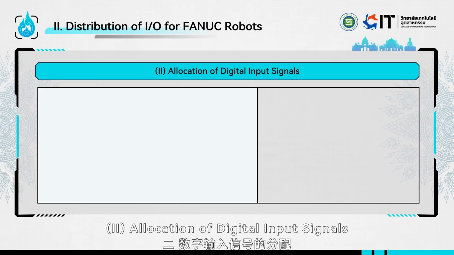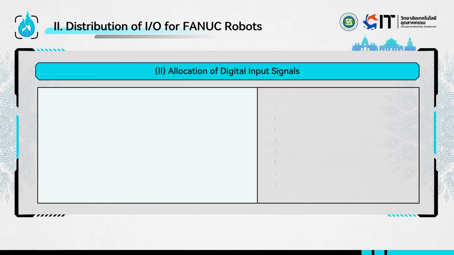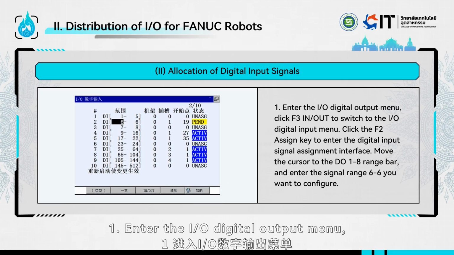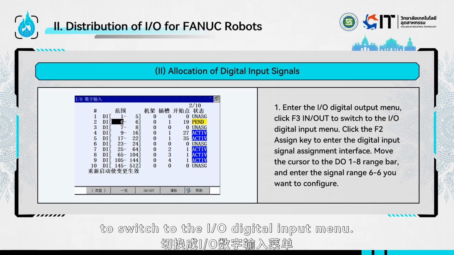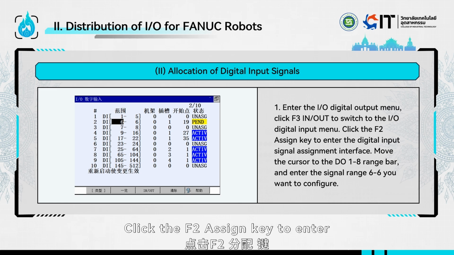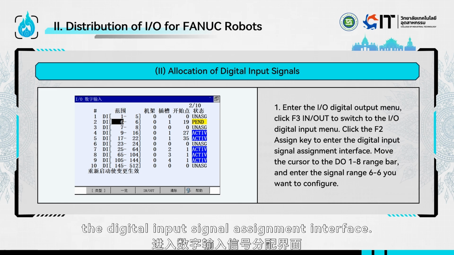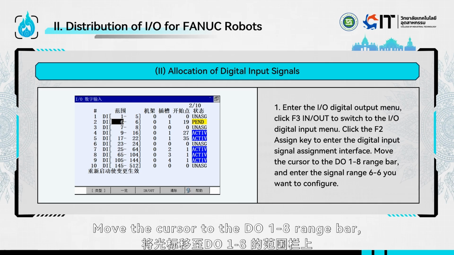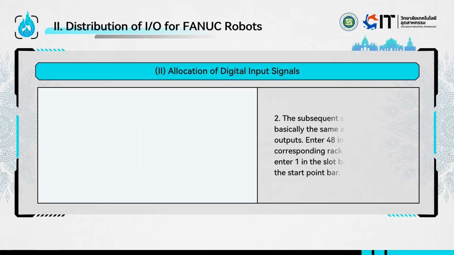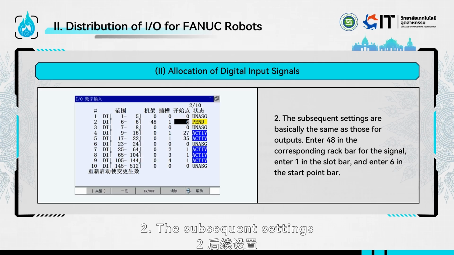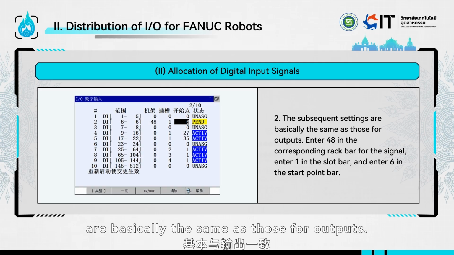2. Allocation of digital input signals. 1. Enter the I/O digital output menu. Click F3 IN/OUT to switch to the I/O digital input menu. Click the F2 assign key to enter the digital input signal assignment interface. Move the cursor to the DI1 to 8 range bar and enter the signal range 6 to 6 you want to configure. 2. The subsequent settings are basically the same as those for outputs.